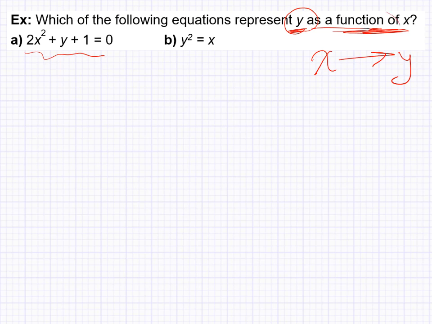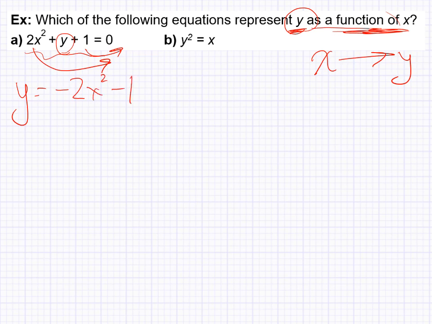Okay? So the way we can determine that is to simply solve these equations for y in terms of x. So if we were to get y by itself here, that would be very simple. Subtract this 2x squared to the other side, subtract the 1 to the other side, we get minus 2x squared minus 1.